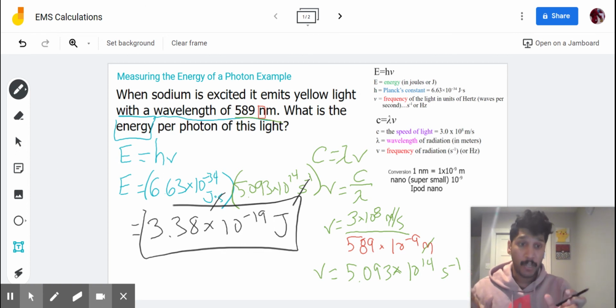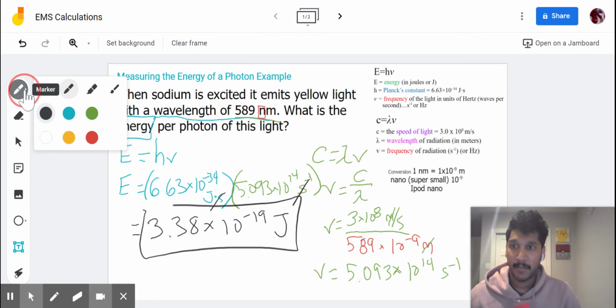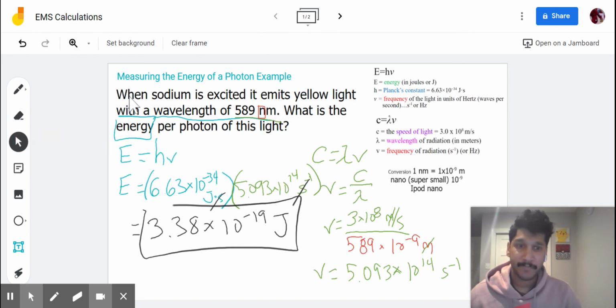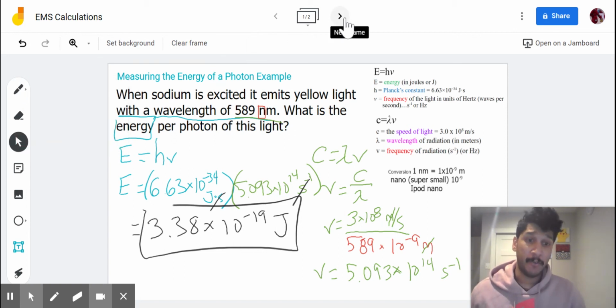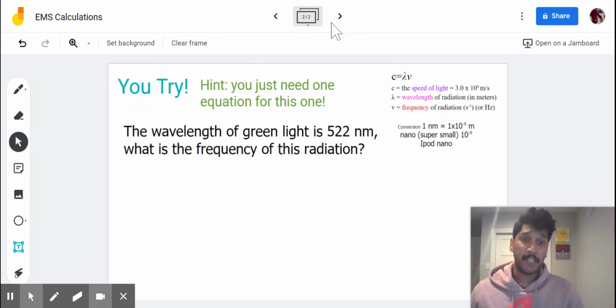So that's my energy of my yellow light. We used both equations because in our problem we were going from wavelength all the way to the energy. I do want you guys to try one. I want you to go ahead and pause the video and take a look at this question. The wavelength of green light is 522 nanometers. What is the frequency of this radiation? So you're going from wavelength to frequency. You're just going to need one equation. So go ahead and pause that video.